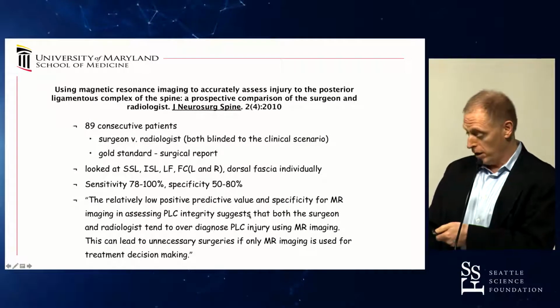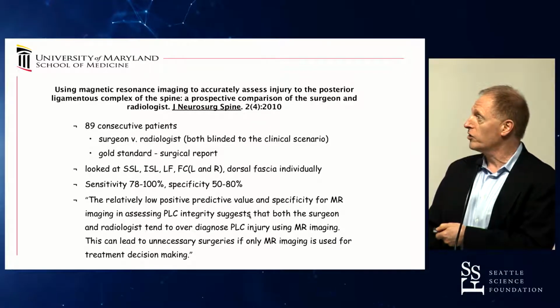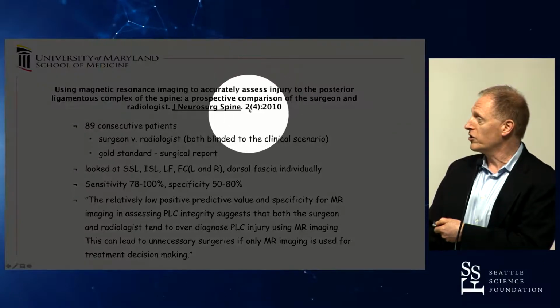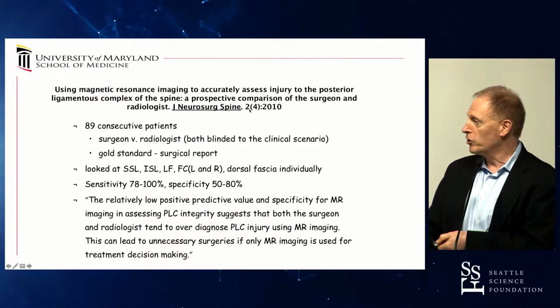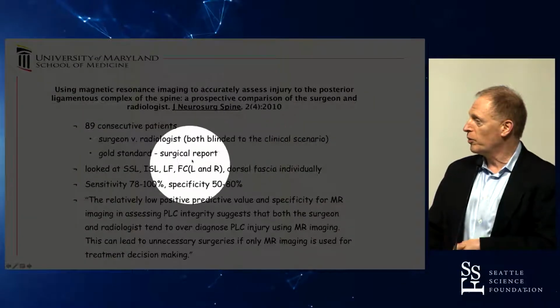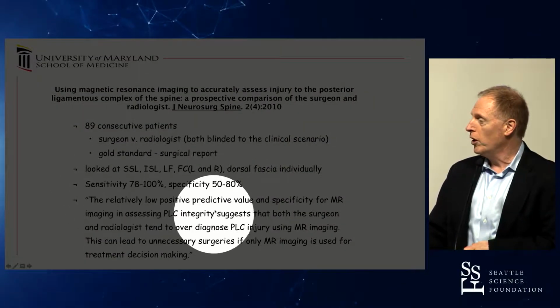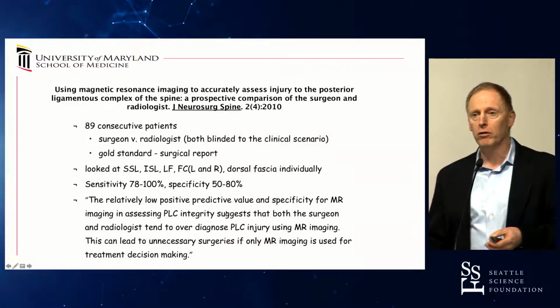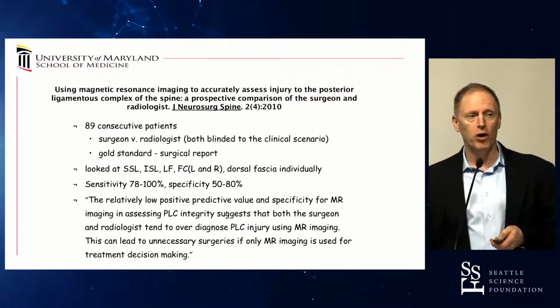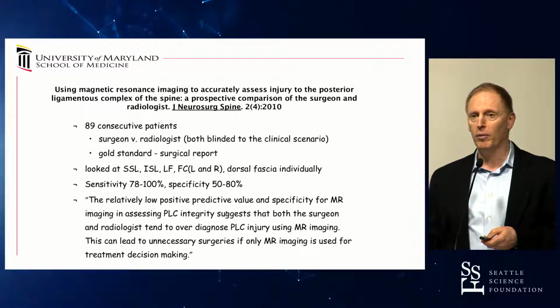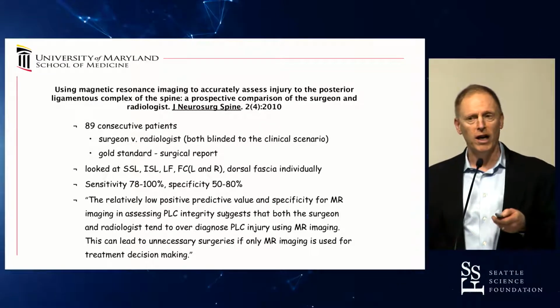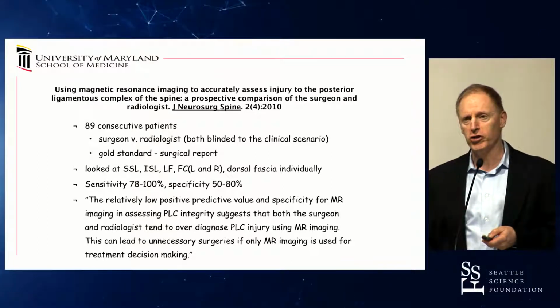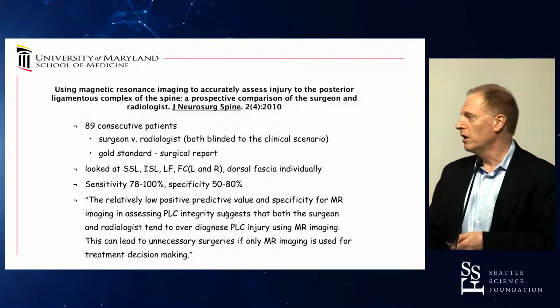And if you look at even MRI scans, and this is a little bit of an older study, 2010, the conclusion of the study, when they looked at the MRIs of people with thoracolumbar injuries, is that we really overcall it. So when we look at the MRI, we may be calling a PLC injury well beyond what is really there. So it calls into question the reliability of the thing.